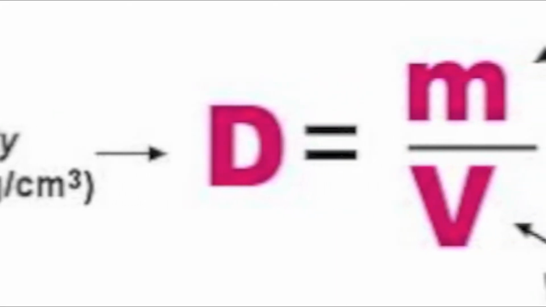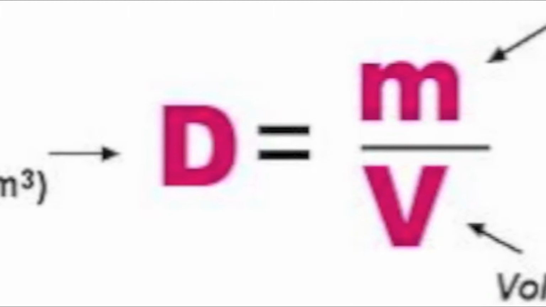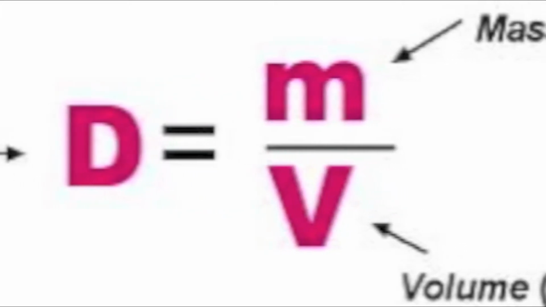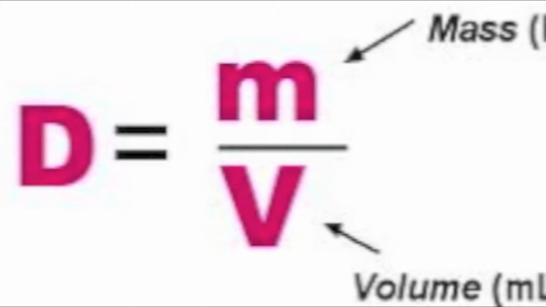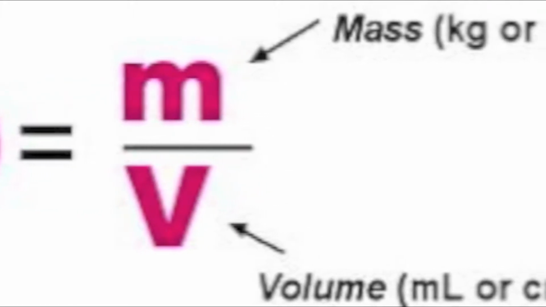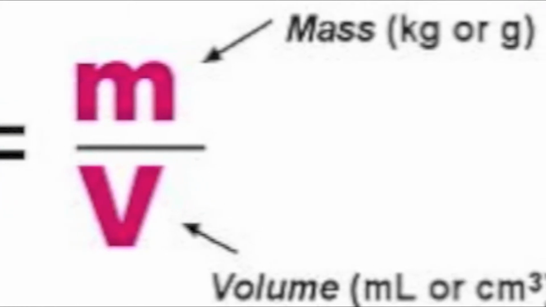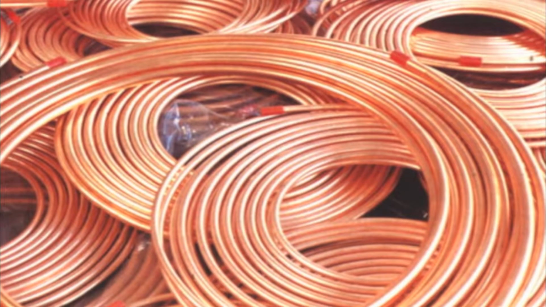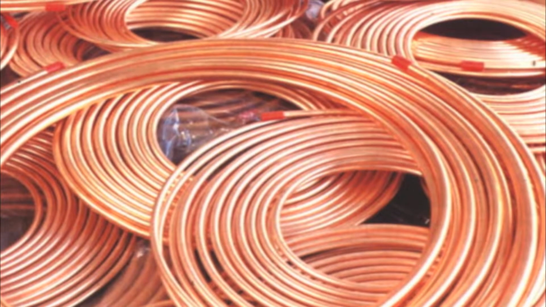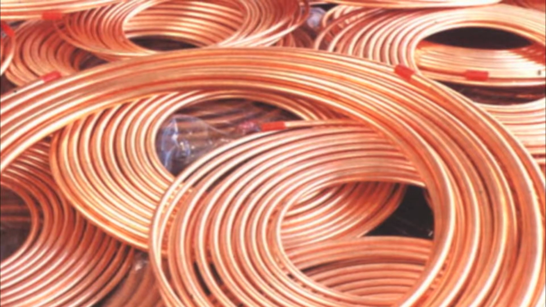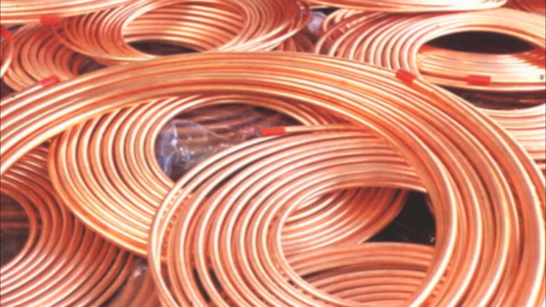Density is a material's mass per unit volume, so it makes sense that density is measured in grams per milliliter or grams per centimeter cubed, because mass is measured in grams and volume is measured in milliliters for liquids and centimeters cubed for solids. So density is mass, or grams, per unit volume, or centimeters cubed and milliliters. Example, the density of copper is 8.96 grams per centimeter cubed. This means that 1 cubic centimeter of copper weighs 8.96 grams.